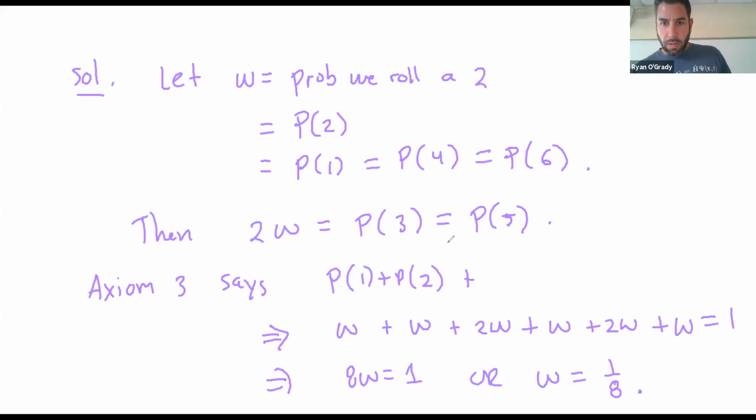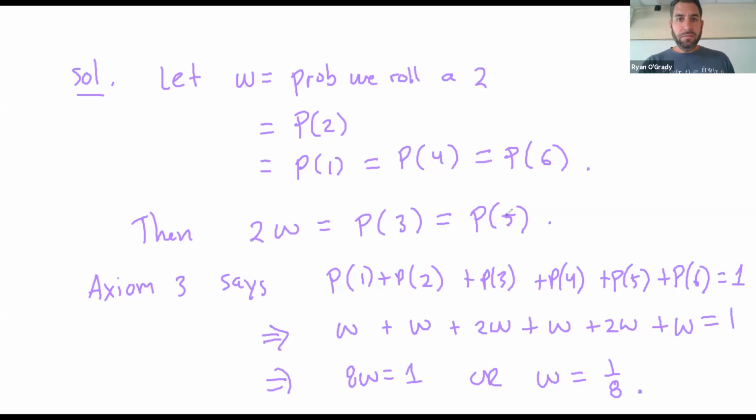So this would be the probability I roll a 3. This would be the probability I roll a 4. This would be the probability I roll a 5, and then the probability I roll a 6. And these all have to add up to 1. So all I'm doing is just writing down the corresponding probability underneath.